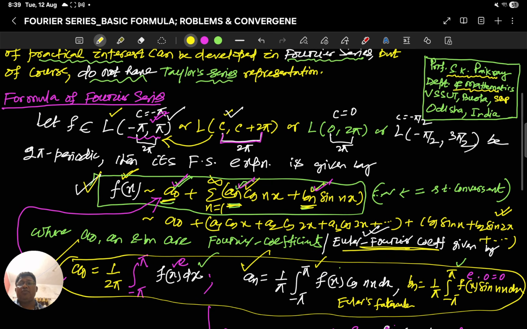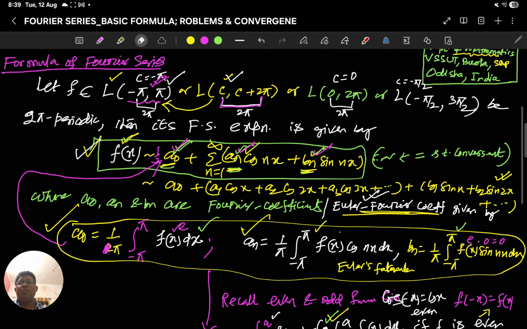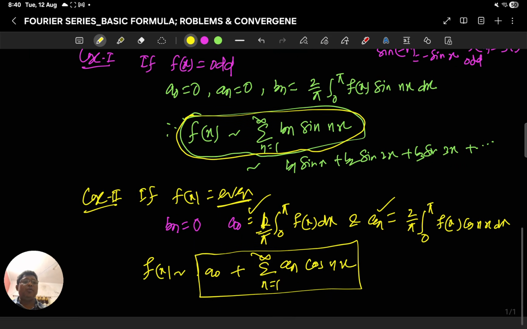Now one more piece of information I have to tell here. In some books it is written as half a0, and accordingly this 2 is omitted here. So don't be confused with this formula, right? But we will move in this way. It is a0, and accordingly it is 1 by 2 pi. Okay, we'll write like this. So don't be confused with those formulas. Okay, so now let me solve a few problems.